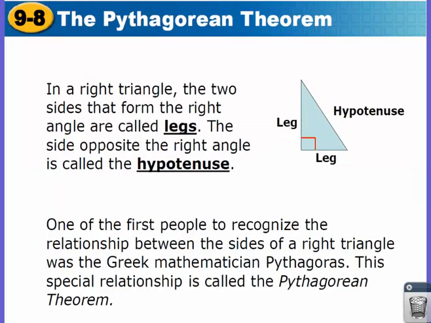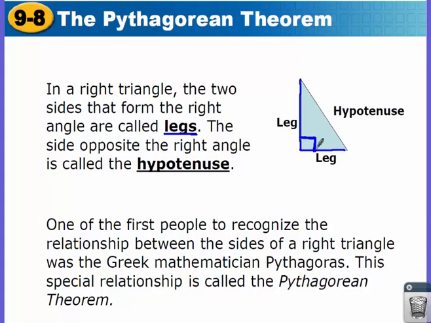Well, in a right triangle, the two sides that form the right angle are called the legs. It's very important to understand. So when we look at our picture here, this side and this side are the legs of the right triangle. And we know that this right angle will always touch those two legs.